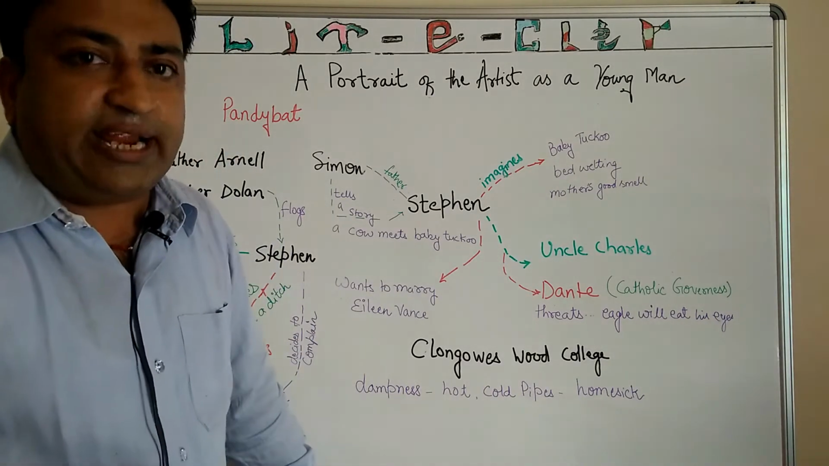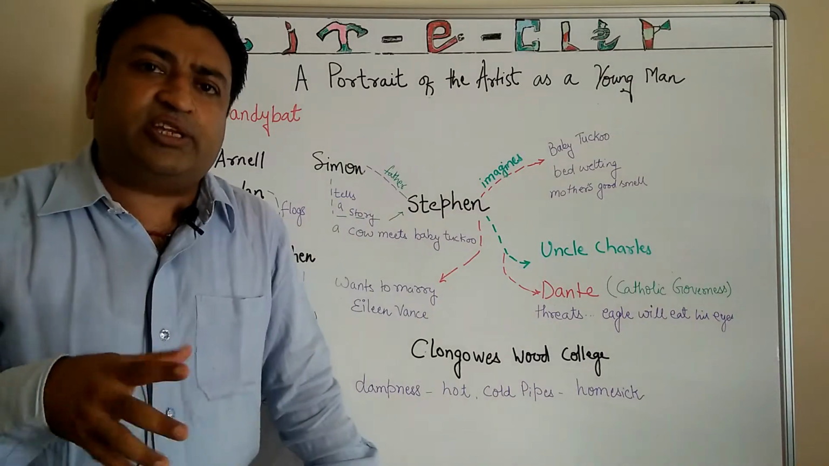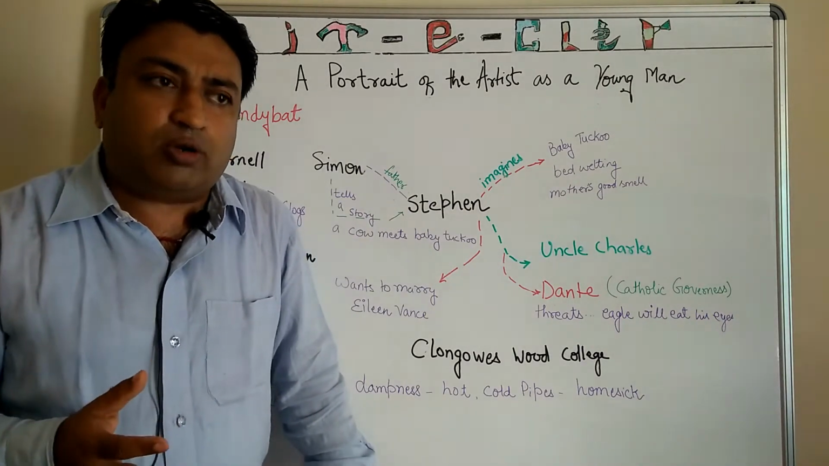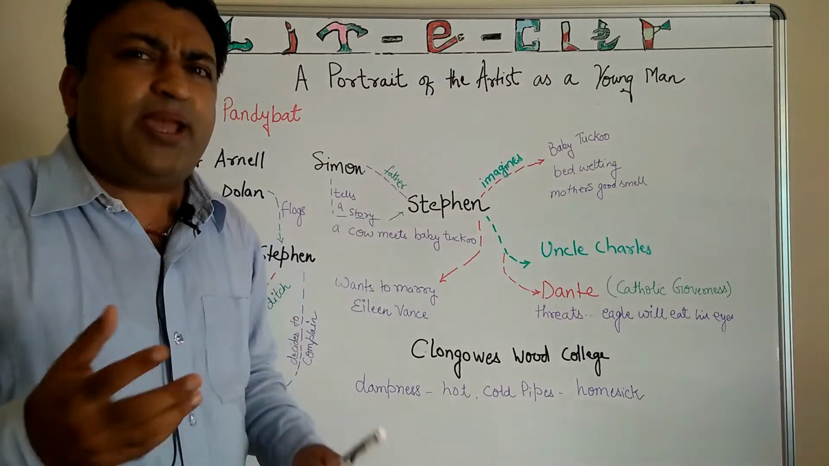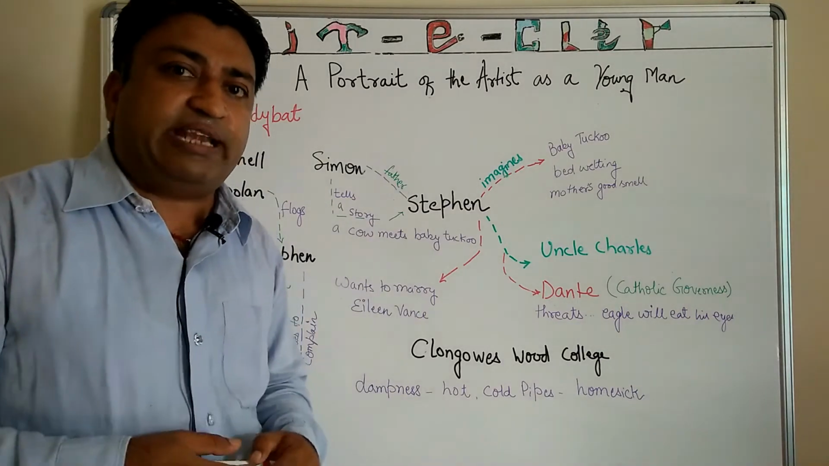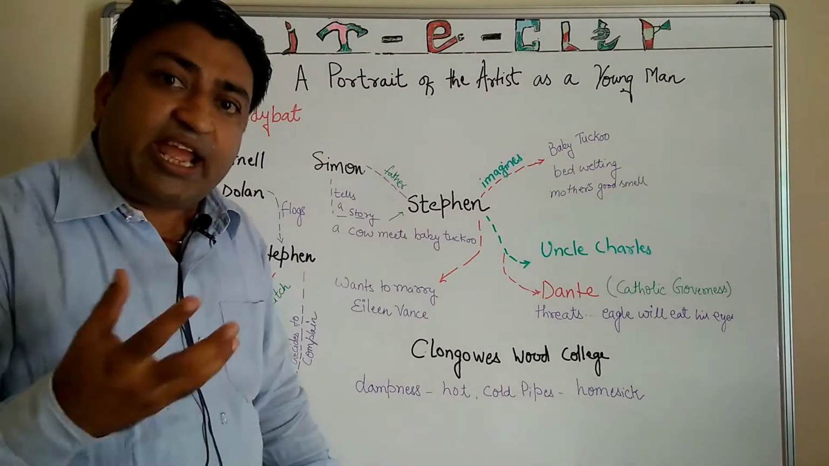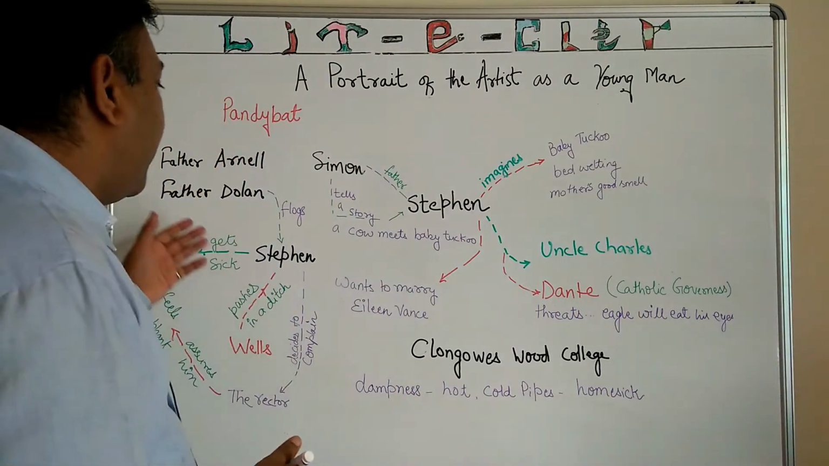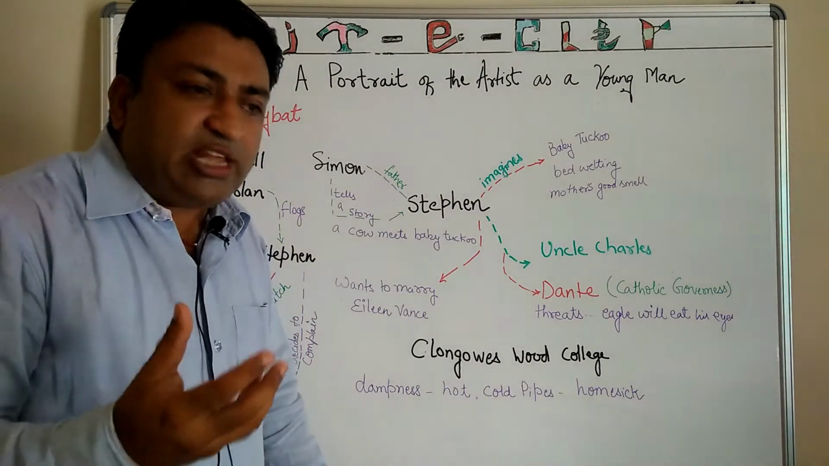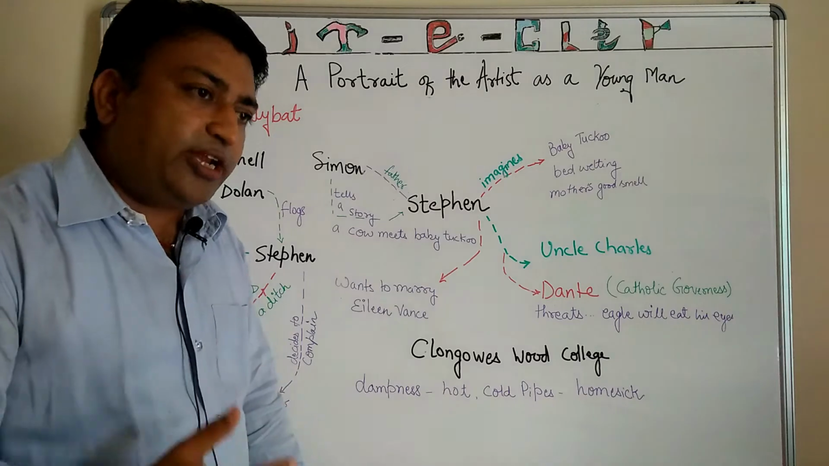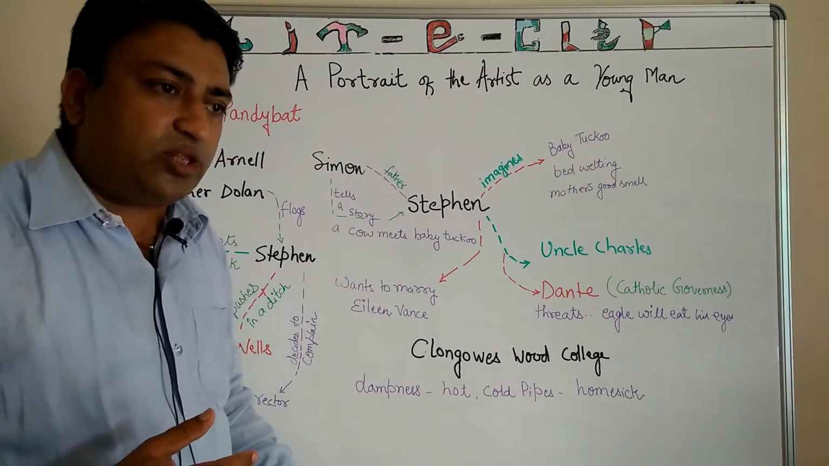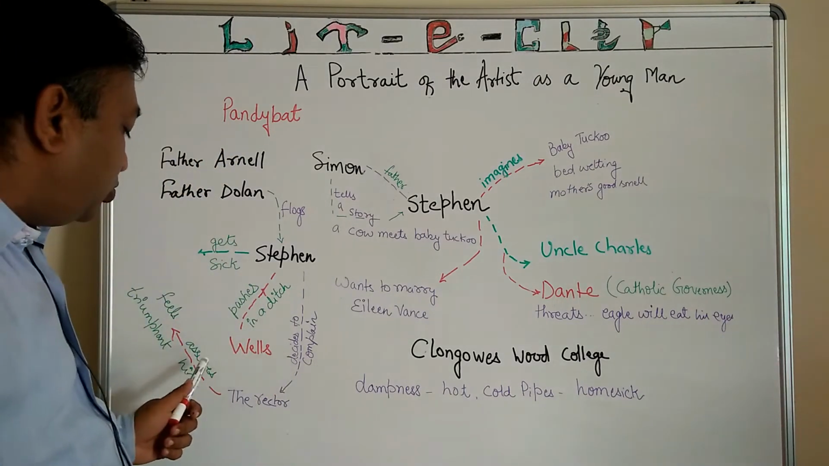So he decides. Initially, he is in two minds whether to complain or not, but then he says, compare the name. My name is Stephen Dedalus. It seems the name itself is heroic, whereas Dolan doesn't sound any heroic quality. So he decides to go and complain to the rector, and he goes to the rector.